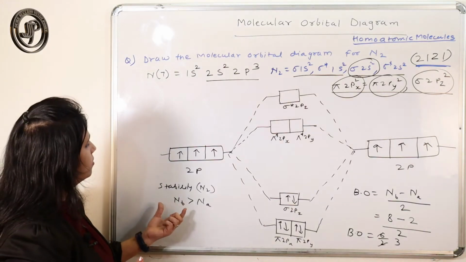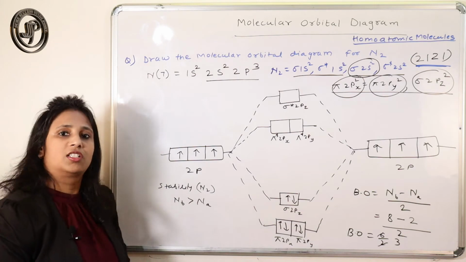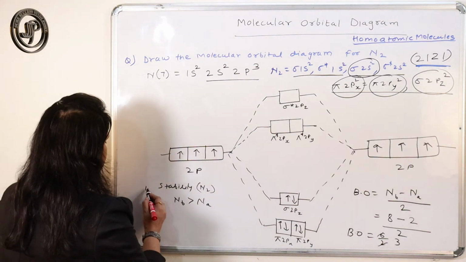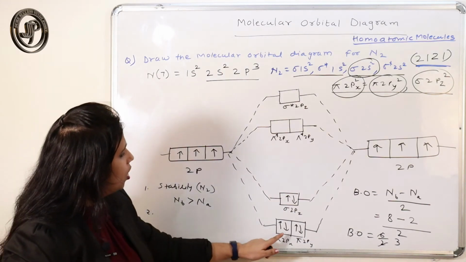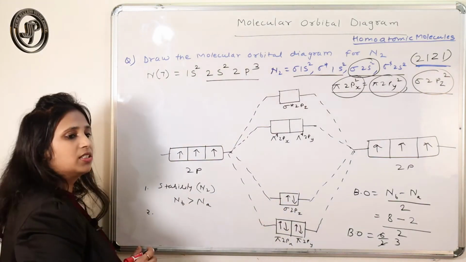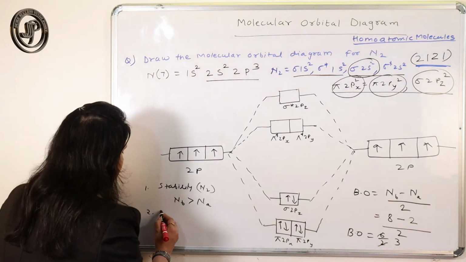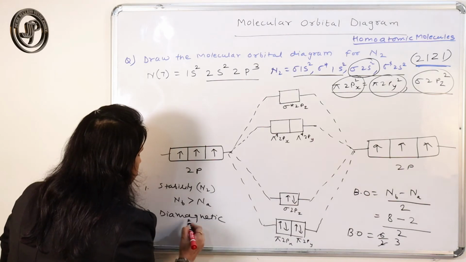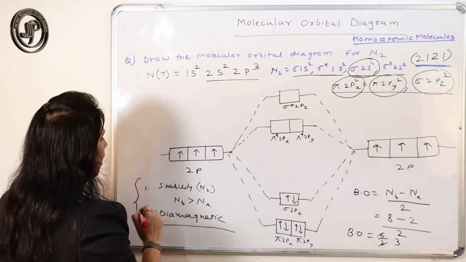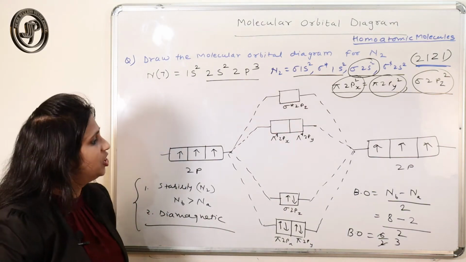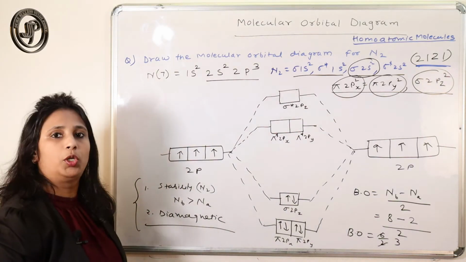So that gives an idea about the stability, that N2 is a stable molecule. And the second thing that it gives, since all the electrons are paired, no electron is unpaired. If no electron is unpaired, then the molecule is diamagnetic. So these two pieces of information are given by the molecular orbital configuration of N2.